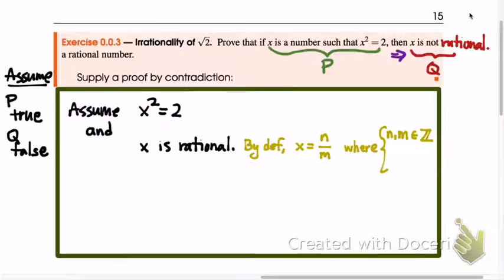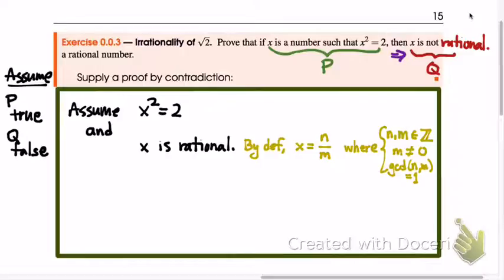What else can we say? M can't be 0. Okay. Anything else? They share no common factors. Okay, right. So the greatest common factor, or the greatest common divisor of n and m is 1.